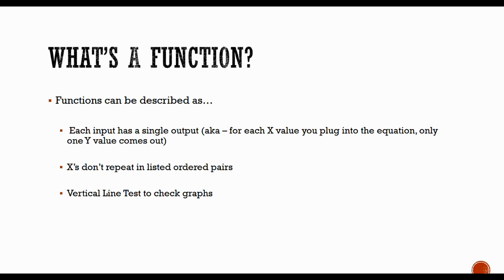If you're looking at ordered pairs, you're looking for x's that don't repeat, for the same reason as above. If you plug in one x, you should only be getting one y value out. And if you're looking at a graph, you could use the vertical line test to check if something's a function. As you scroll your pencil across the graph, you should only be touching the line at one point at a time. If you ever touch the graph more than once, it would not be a function.